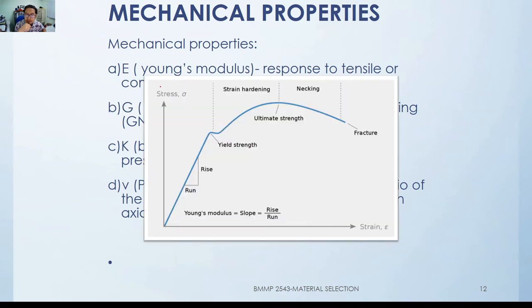This is an example of the information that we gather from the mechanical testing. This is what we call the modulus, which is the slope between the rise of the stress over the run of the strain. At this point we call it the yield strength. The ultimate strength is the highest point before fracture, the highest strength the material is subjected to.